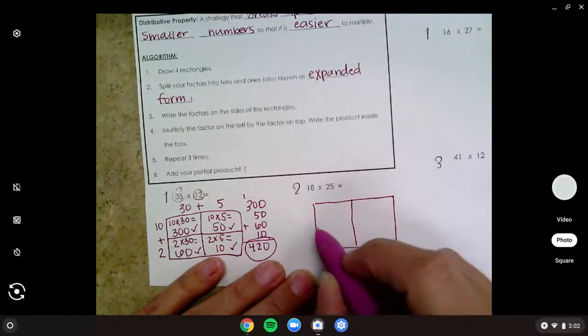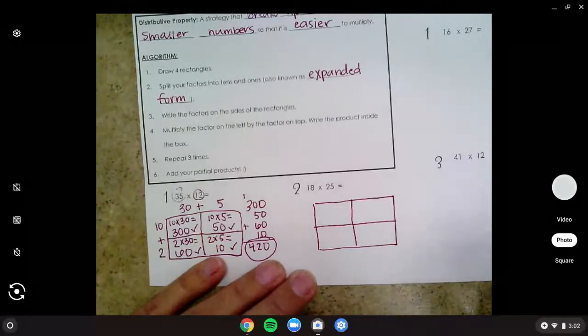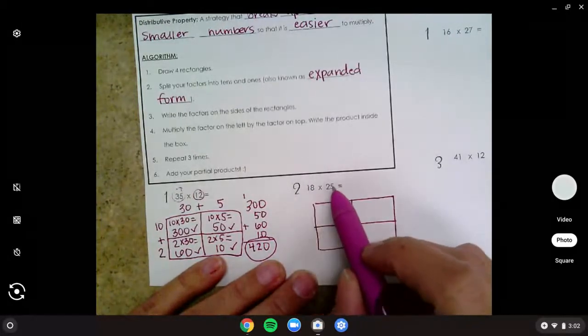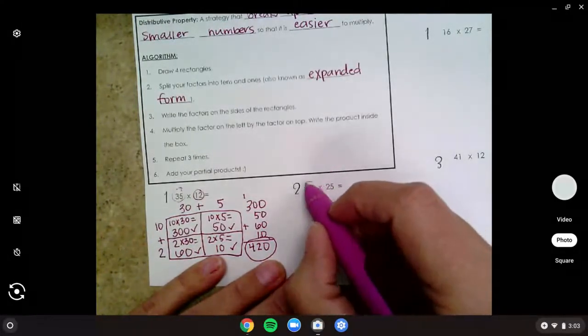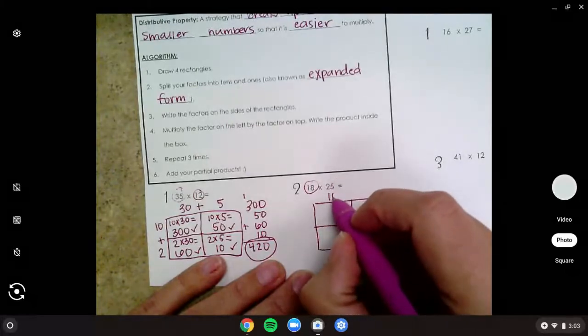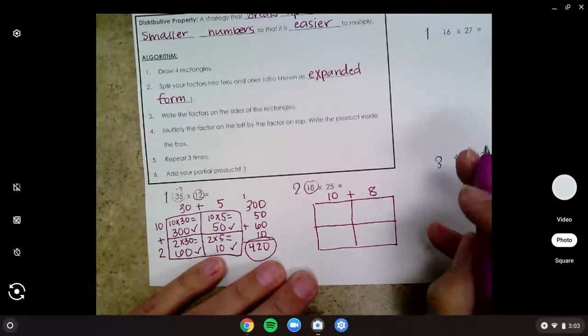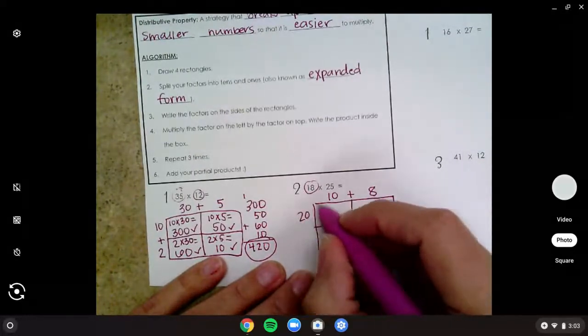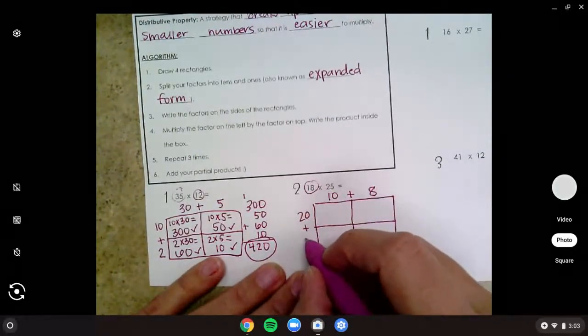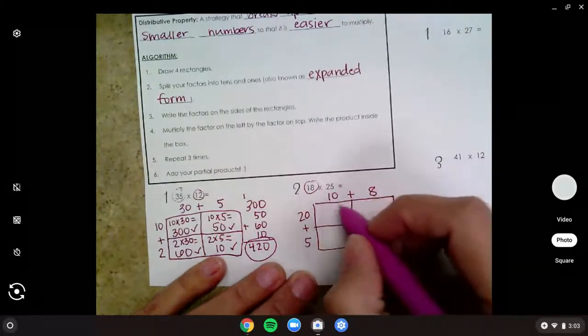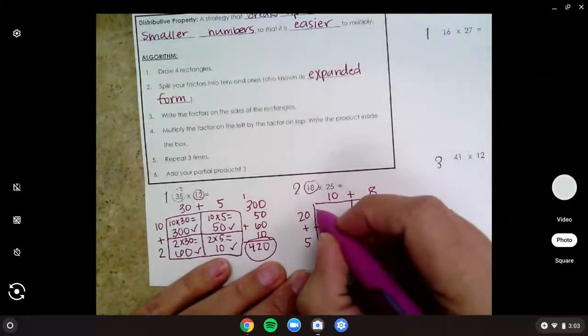Then I split it apart into 4. Next, I do expanded form for both of my factors, and I keep them together. 10 plus 8. And then I do 20 plus 5. Now I'm ready to start multiplying.